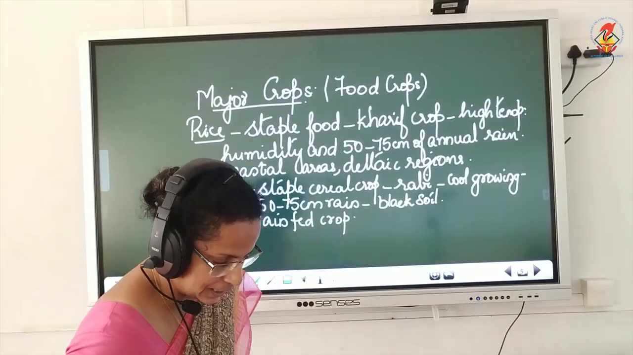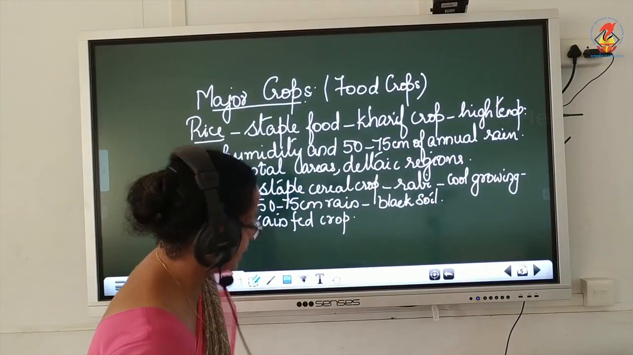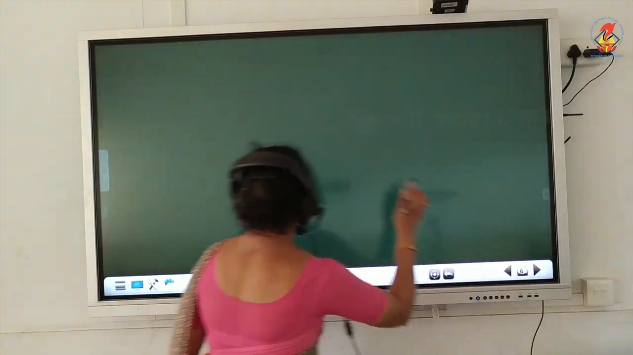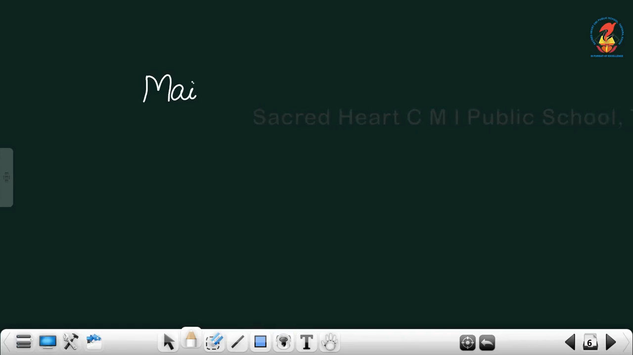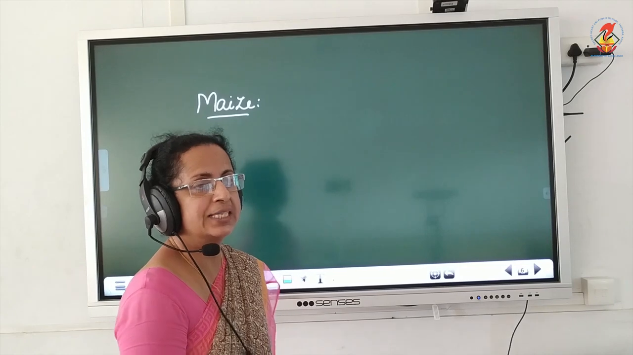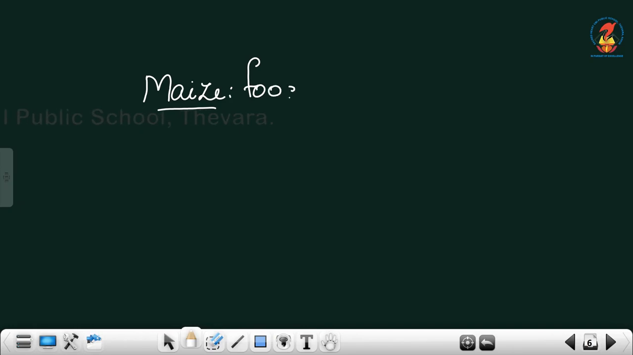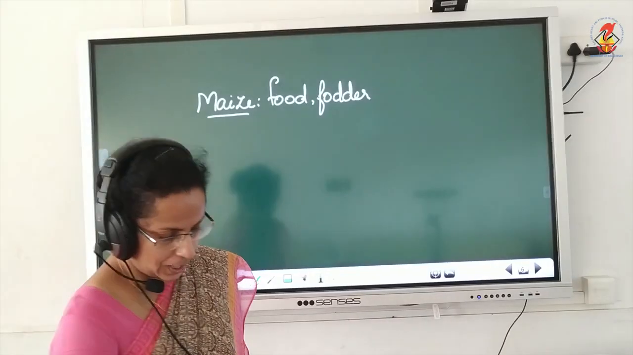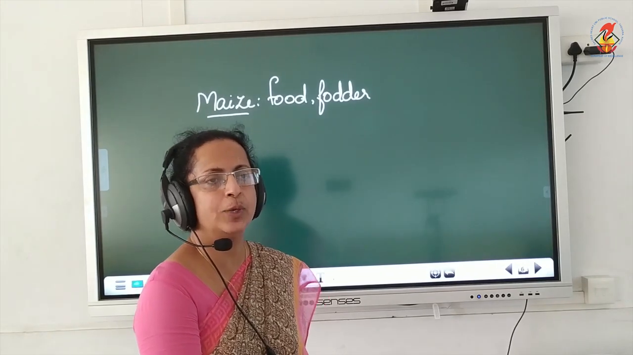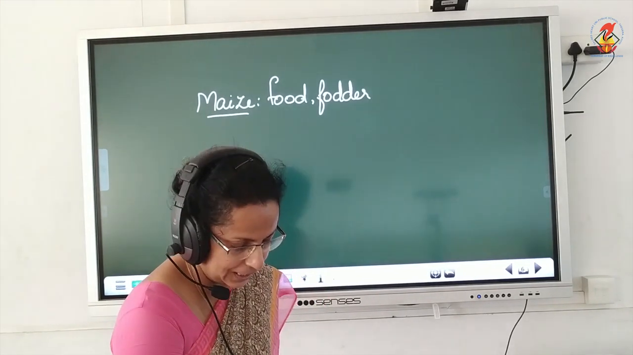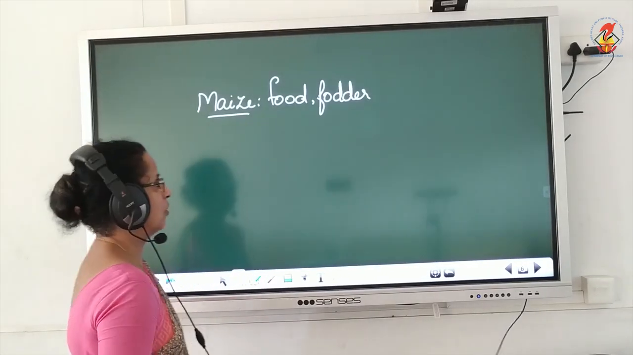The next crop is maize. This crop is used both as a food and a fodder crop. It is used by people, and also it is a crop given as food to animals. It requires a temperature between 21 to 27 degrees and grows well in alluvial soil.